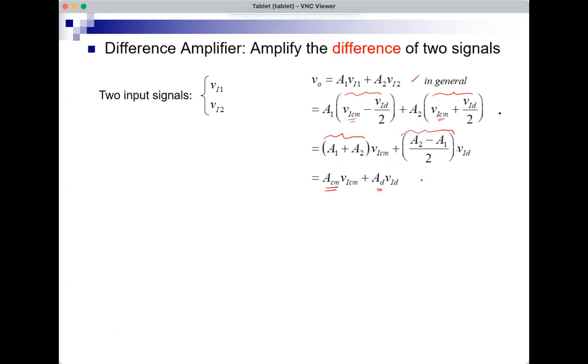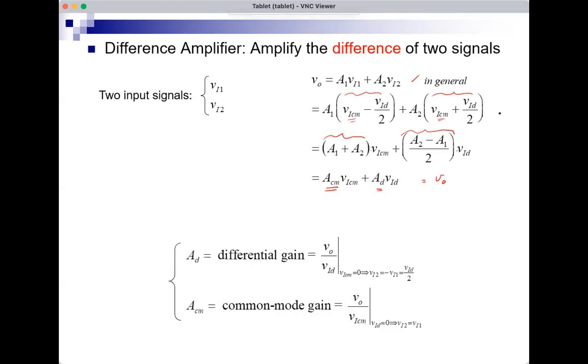So the output, therefore, so this is the output. The output can also be expressed as some quantity ACM times the average plus another quantity AD times the difference. So ACM VICM plus AD times VID. That's another way to write the output for this linear circuit. And that's a very useful expression because it shows that the output is some differential gain, the gain that multiplies the difference, times the difference, plus some common mode gain that multiplies the average, the common mode.